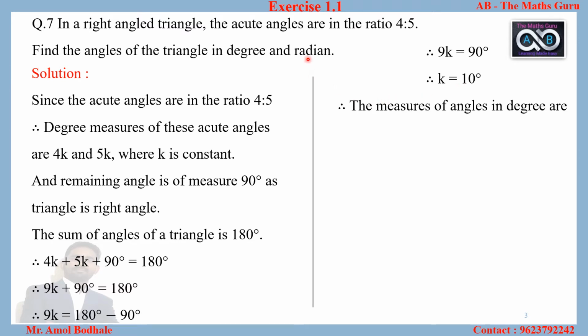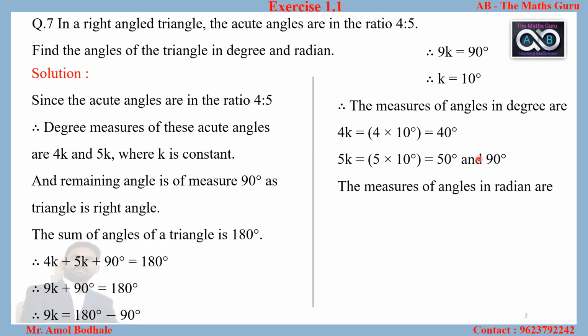But here the angles are 4k and 5k. Let's calculate their value. The measures of the angles in degree are: the first angle is 4k, which is 4 into 10 degree, that is 40 degree. And next one 5k, which is 5 into 10 degree, which is 50 degree, and the remaining one which is 90 degree. Now we will convert these degrees into radians.